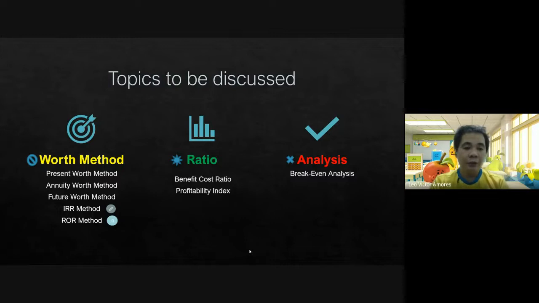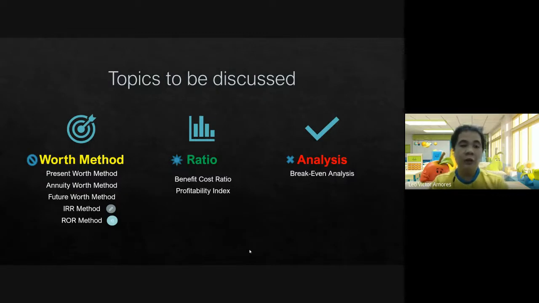Number 1, present worth method. Number 2 is annual worth. Number 3 is future worth, IRR or ROR. Second, we can base it on ratio and proportion, so we have benefit cost ratio and profitability index. Lastly, we can base our alternative implementation or choice on the break-even analysis. The one with the lowest break-even is the machine that would give you a shorter payout period, because it has a smaller break-even.